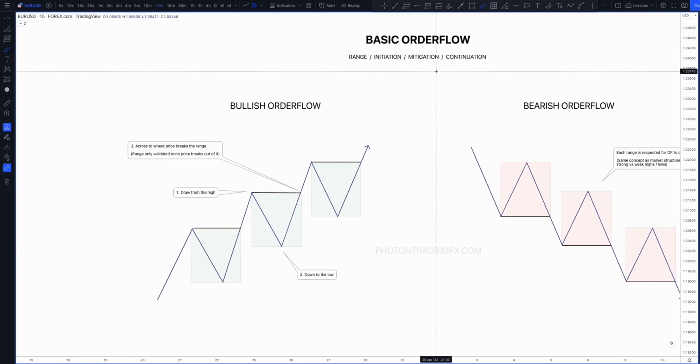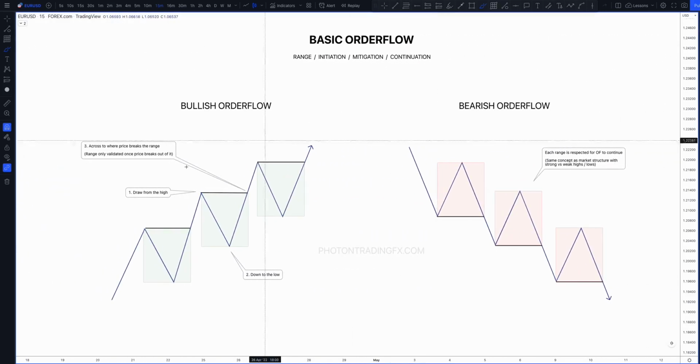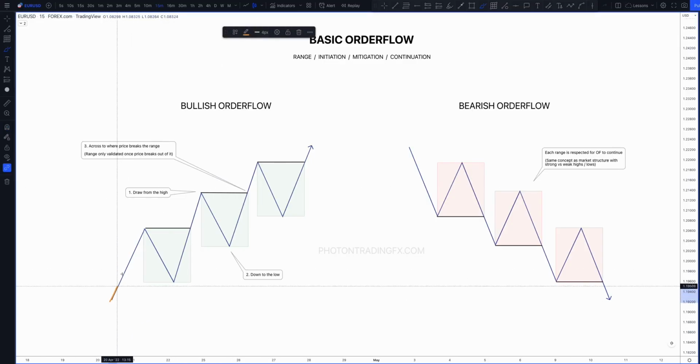Hopefully. Again, another simple concept, but you need to nail this, right? Basic order flow. When we have bullish order flow, the exact same thing with structure.